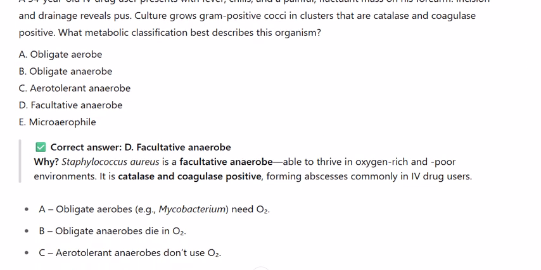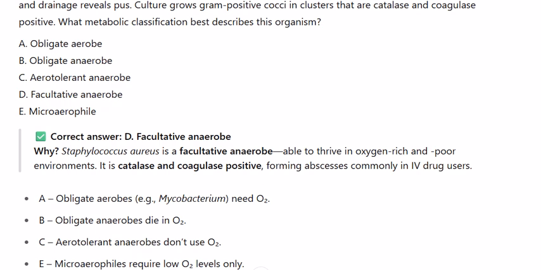A. Obligate aerobes, e.g. Mycobacterium, need O2. B. Obligate anaerobes die in O2. C. Aerotolerant anaerobes don't use O2. E. Microaerophiles require low O2 levels only.